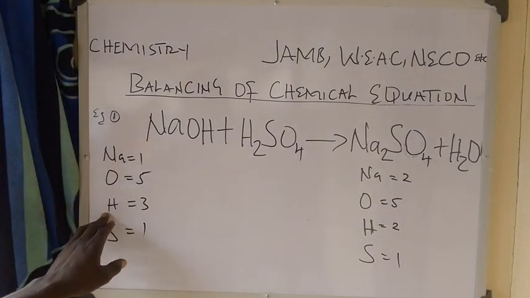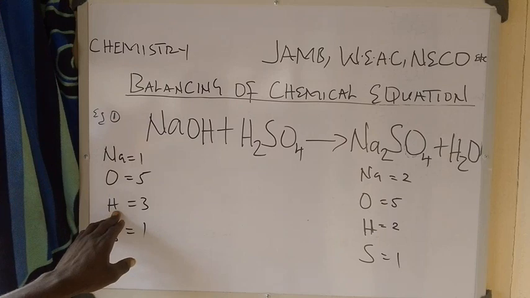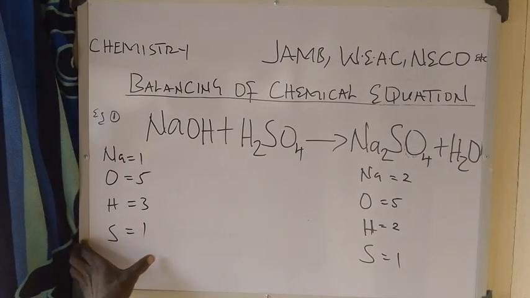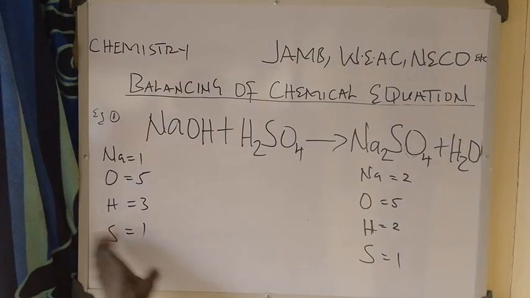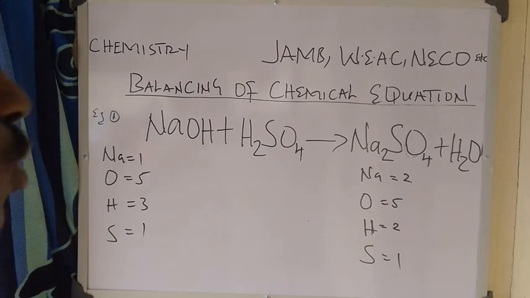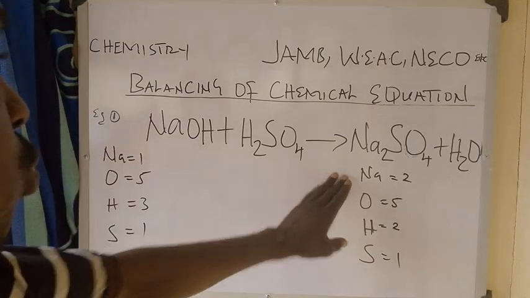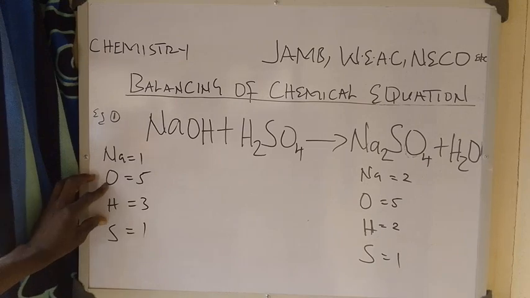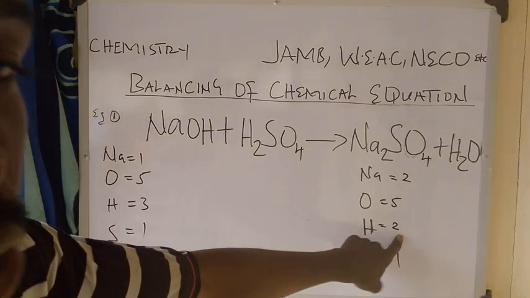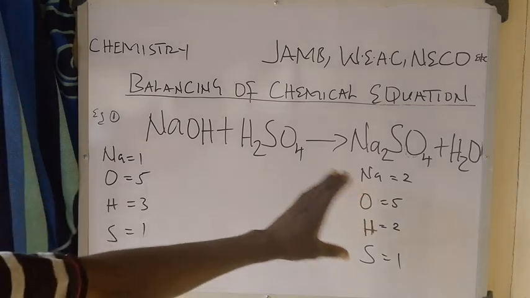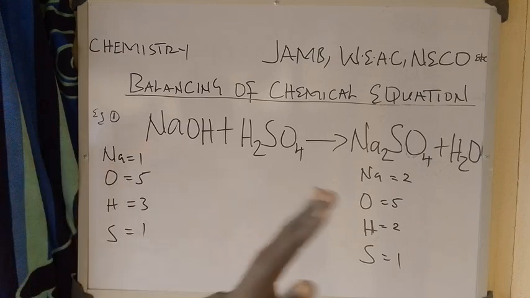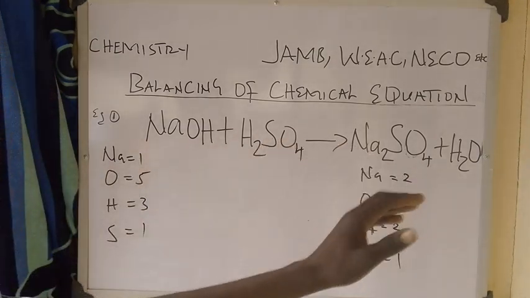3 atoms of hydrogen here, and we have 2 here. Then we have 1 atom of sulfur here, and we have 1 here. So can you see that the equation is not balanced? Sodium, you have 1 here and you have 2 here. It's not balanced. Oxygen is 5, 5. It's okay. Hydrogen is 3, 2. So it's not balanced. So we want to see how we can make this equal, because as we said, what is on the left hand side must be equal to what is on the right hand side.